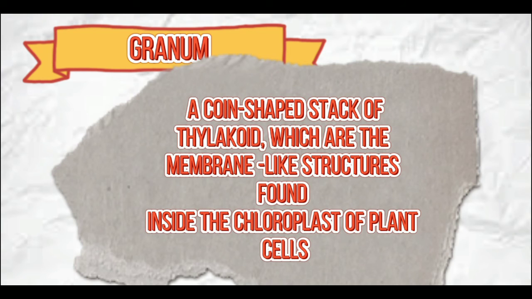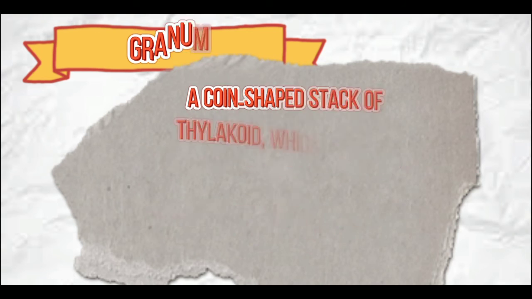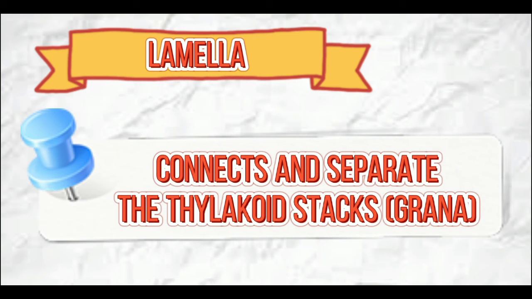Next is granum, a cone-shaped stack of thylakoid, which are the membrane-like structure found inside the chloroplast of plant cells. Last is lamella, connects and separates the thylakoid stacks or grana.